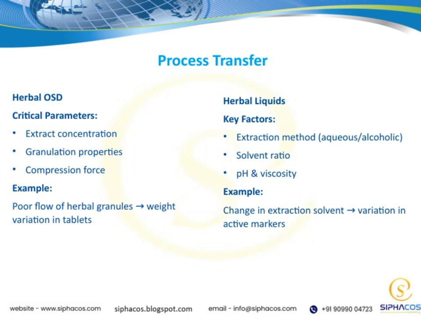For example, if the herbal granules have poor flow properties, this can cause weight variation in tablets, which compromises product consistency. Keeping these parameters under control ensures a smooth manufacturing process and a high-quality final product. All these factors tie back to our goal of delivering safe, effective herbal medicines with reliable performance.